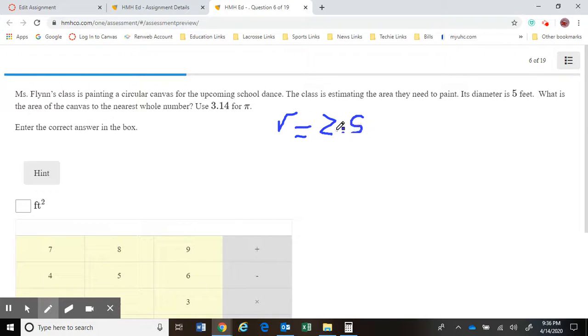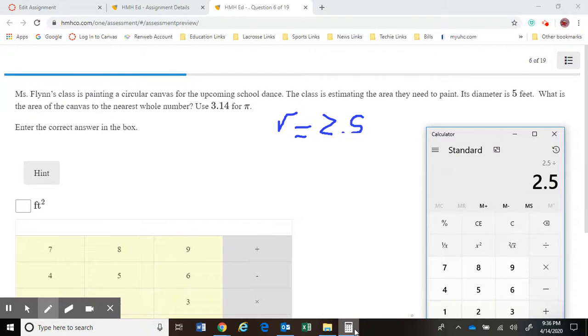And I need to punch it into pi r squared. So that's right, 2.5 times 2.5 times 3.14. And I get my answer. And it says round to the nearest whole number. What's my nearest whole number?